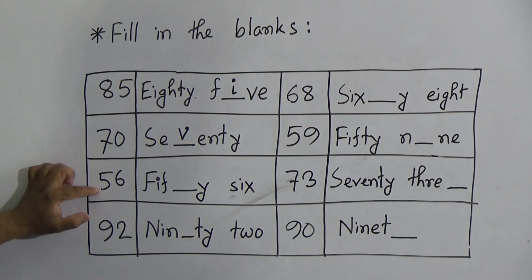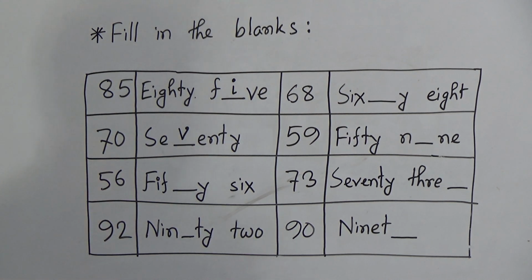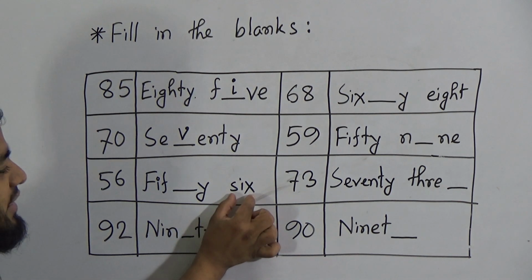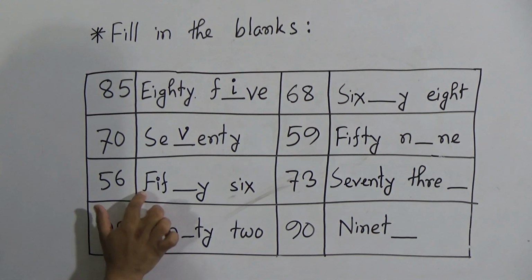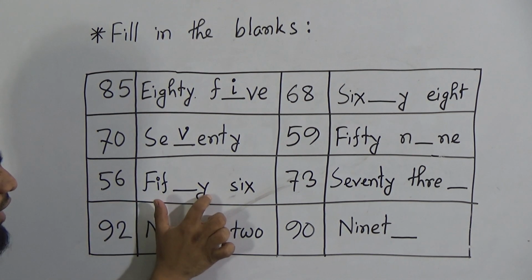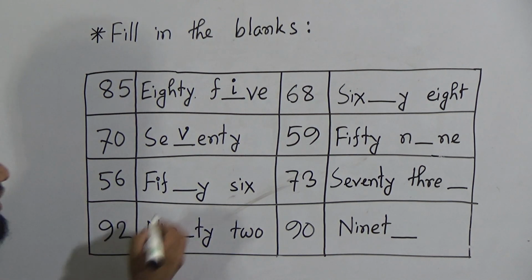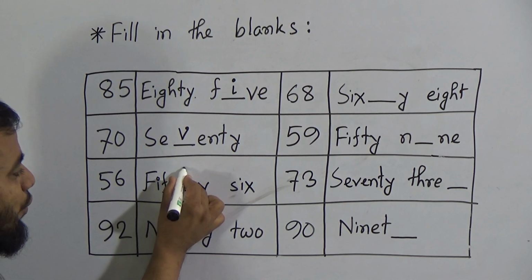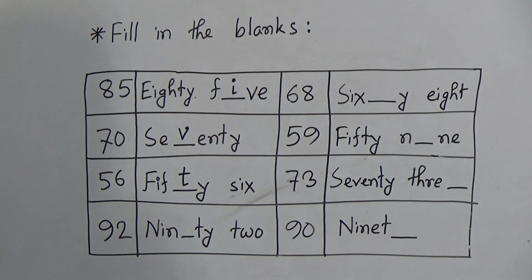Our next number is 5 and 6. Dear students, 5 and 6 makes the number 56. And the spelling of 50 is F-I-F-T-Y, 50, and S-I-X, 6. 6 is given here, but here is a gap in 50. So the spelling of 50 is F-I-F-T-Y. That means in this blank, it will be the letter T. So the letter T will fill up this blank. 56.